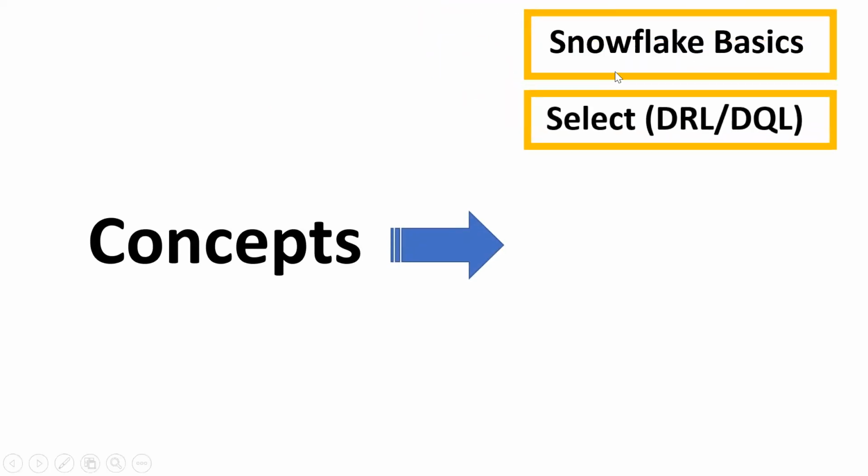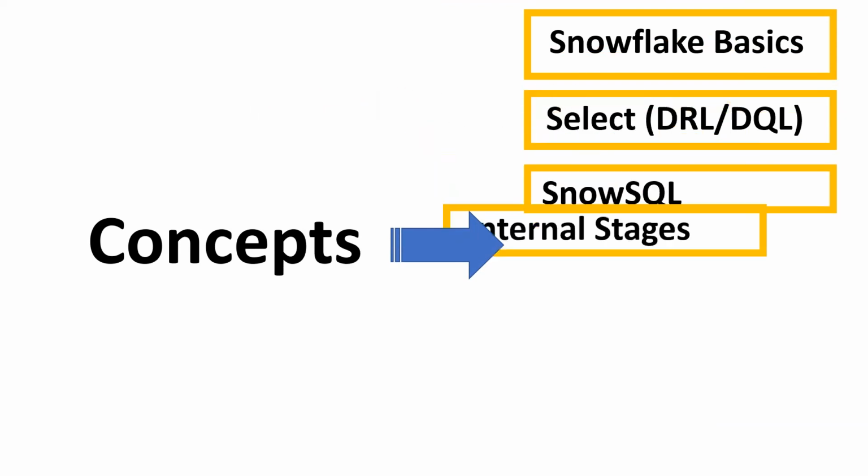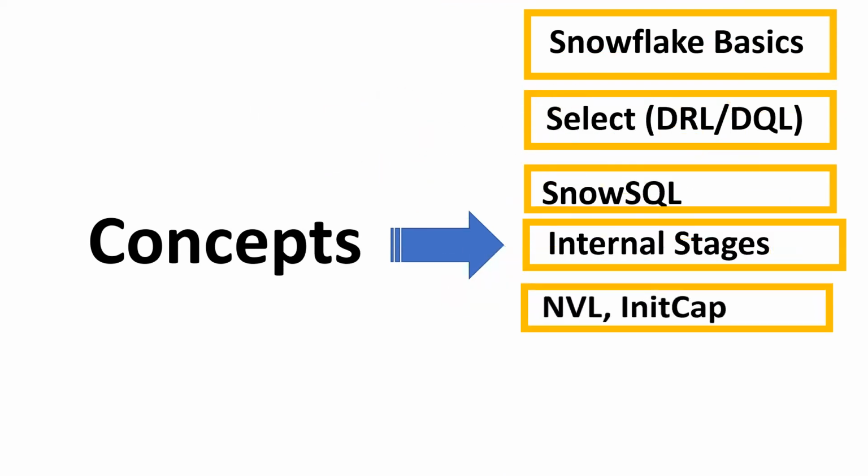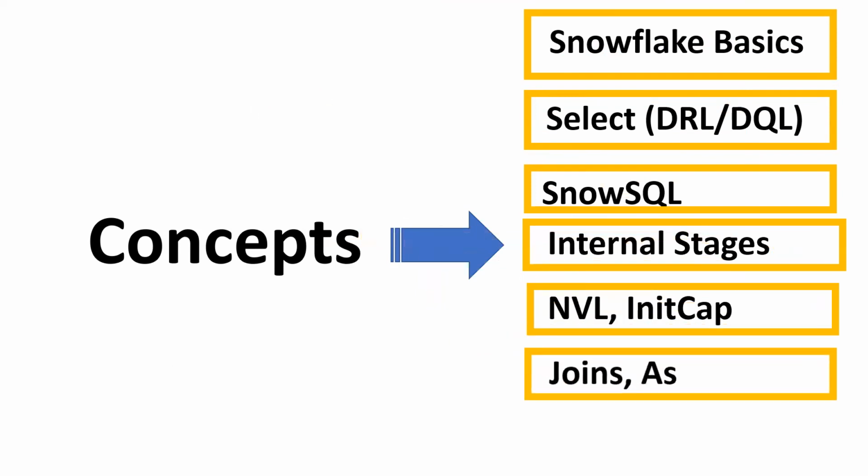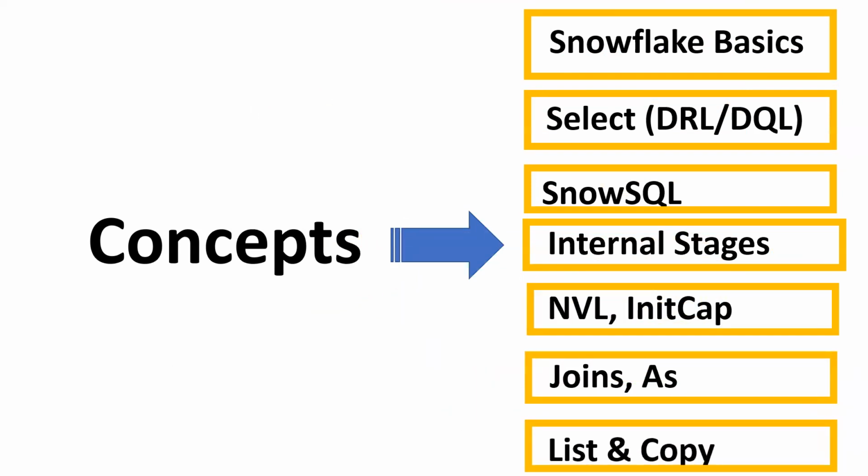In order to solve this, we should know the following concepts: Snowflake basics, like how to create a table, the select statement, SnowSQL, internal stages, NVL, initcap, joins and column alias, and the list and copy statements. If you know the basics, like how to create a table and how to insert some data, and that SnowSQL is nothing but a command line interface, then null handling, initcap, the joins concept, column alias, and list and copy statements make the requirement simple and easy.